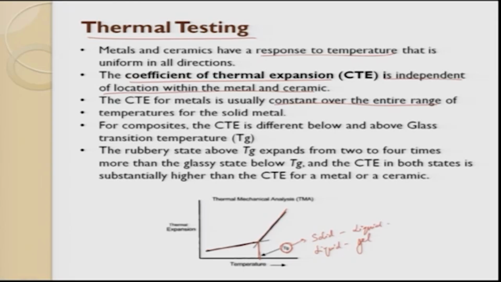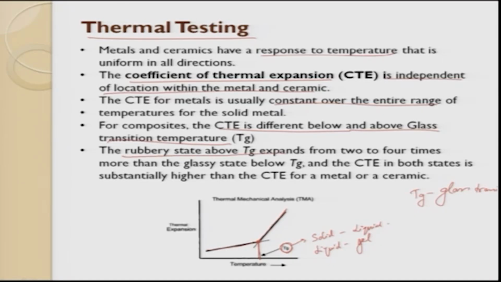It tells me that at this point you do the process, or this is a point after which there is a decline or enhancement in the thermal expansion. So for a composite, the CTE is different below and above the Tg. Tg is a very, very important point. Tg is otherwise called the glass transition temperature. So this point is very important, we have to find it out for all polymer materials.